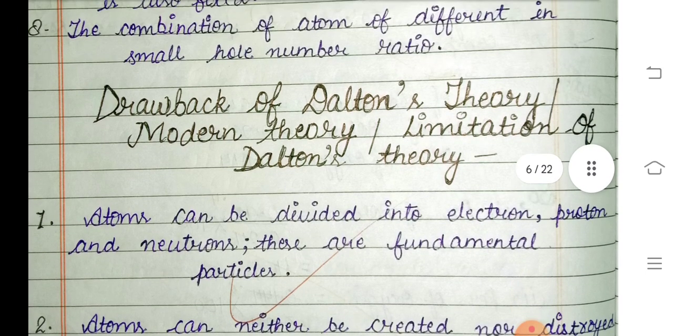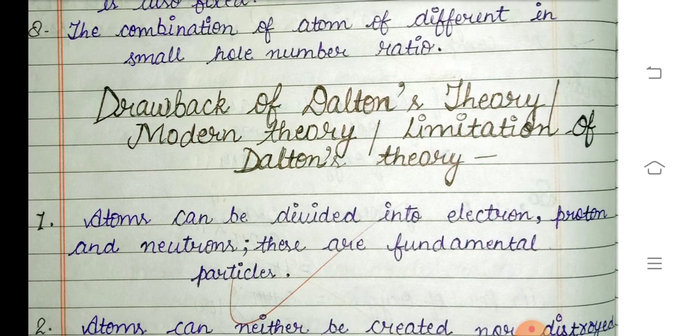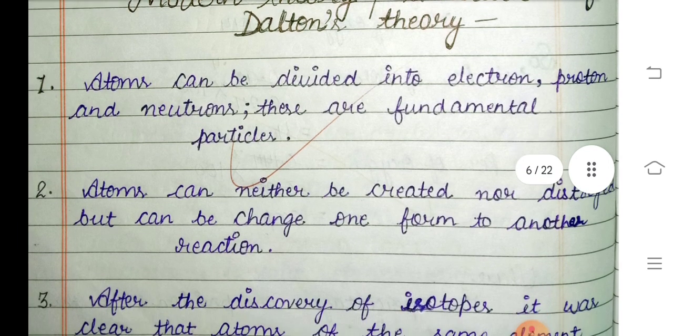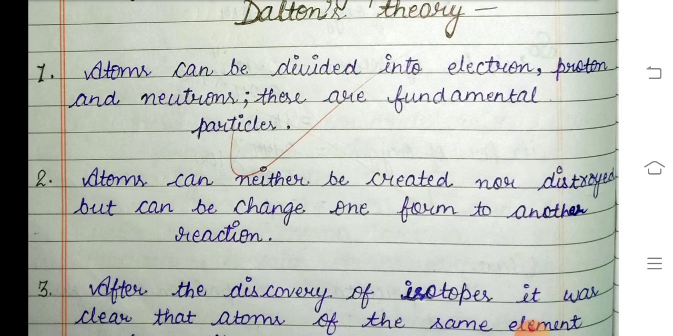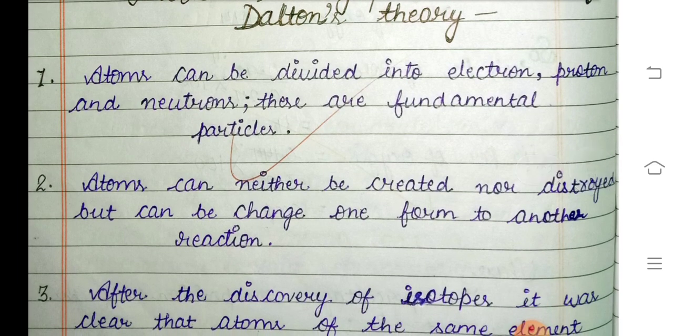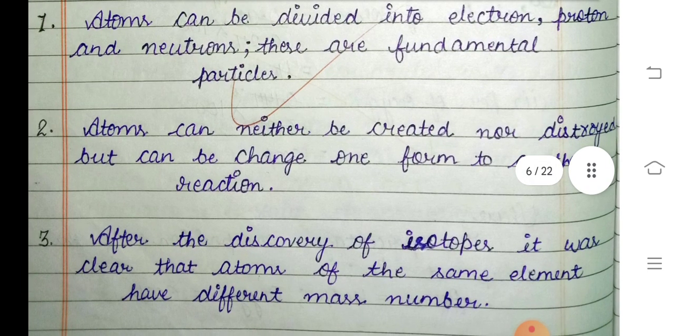Okay, so we have seen Dalton's atomic theory, right? And on this we are going to see the drawbacks. Drawbacks means what are the limitations of Dalton's atomic theory. So the first one is that an atom can be divided into electrons, protons and neutrons. Dalton said that atoms cannot be divided further, but its drawback is that an atom can be divided into its subunits, that is electrons, protons and neutrons, and these are the fundamental particles.